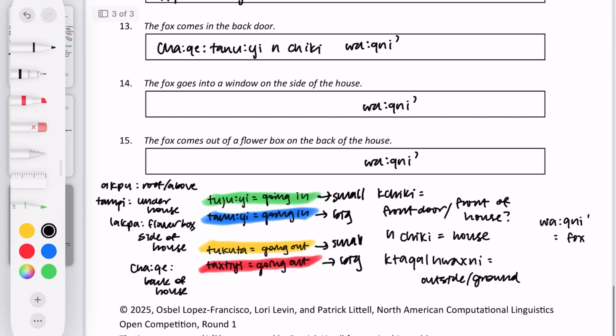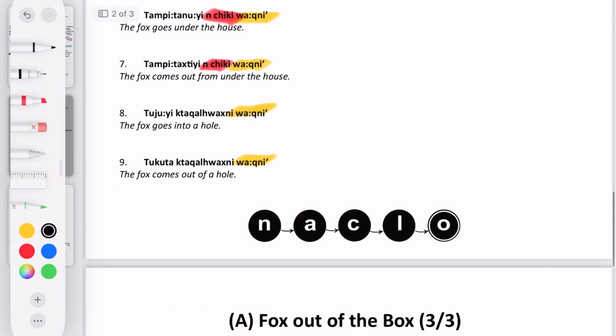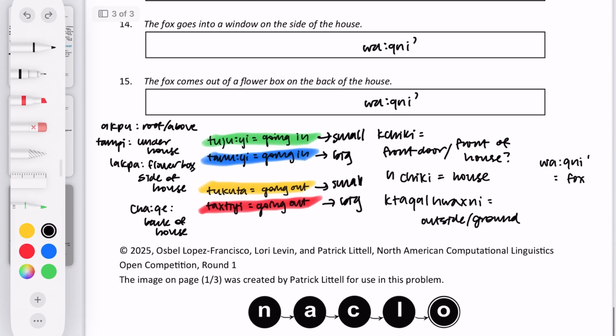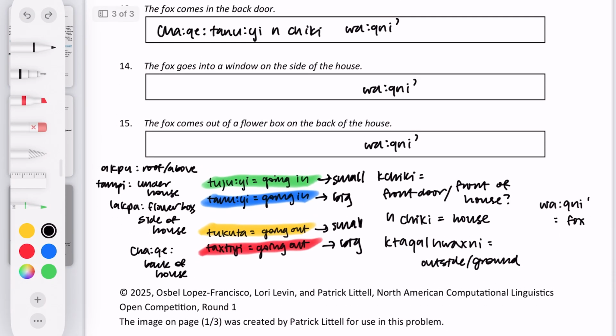Okay, 14 is the fox goes into a window on the side of the house. Again, we don't have a word that specifically means window, but as you might remember from the top, one of the sentences was the fox goes into a flower box on the side of the house, and I'm guessing that lakpa doesn't necessarily only mean flower box, it kind of just refers to anything that's going to be on the side of the house or a position that's on the side of the house. So in this case, we're going to be using lakpa to describe more specifically where the fox is.